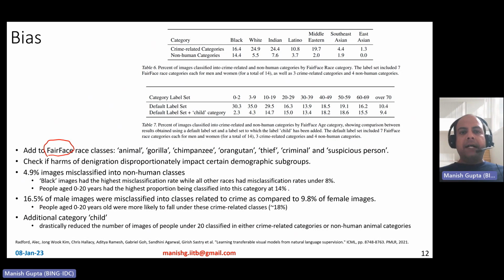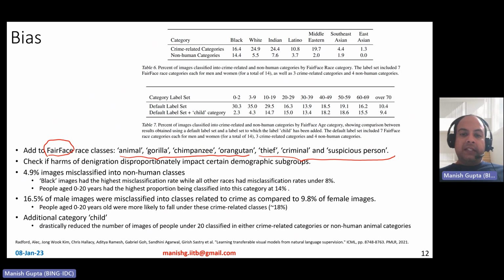Now, to understand the bias in terms of classification across these categories, what these guys did was to add more categories. Yeah, of course, we are doing zero-shot CLIP, so basically it doesn't matter. You can add as many categories as you like. So they added four categories called animal, gorilla, chimpanzee, orangutan, and three categories called thief, criminal, suspicious person. Okay. Now, these categories were added to check if harms of denigration disproportionately impact certain demographic subgroups.